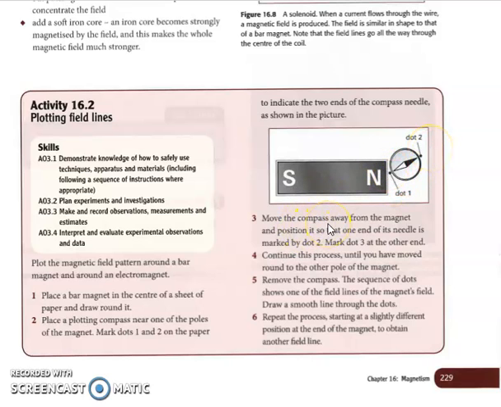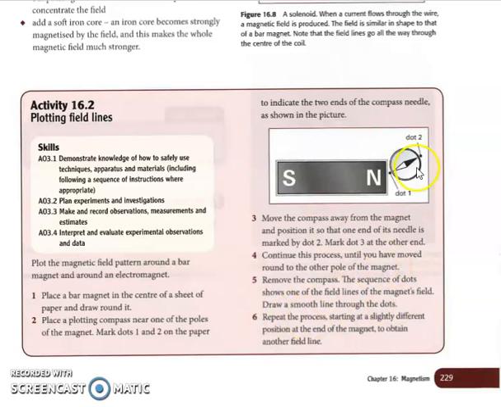Move the compass away from the magnet and position it so that one end of the needle is at dot 2, then mark dot 3 at the other end. Continue this process until you have moved round to the other pole of the magnet. Remove the compass. The sequence of dots shows one of the field lines of the magnet.